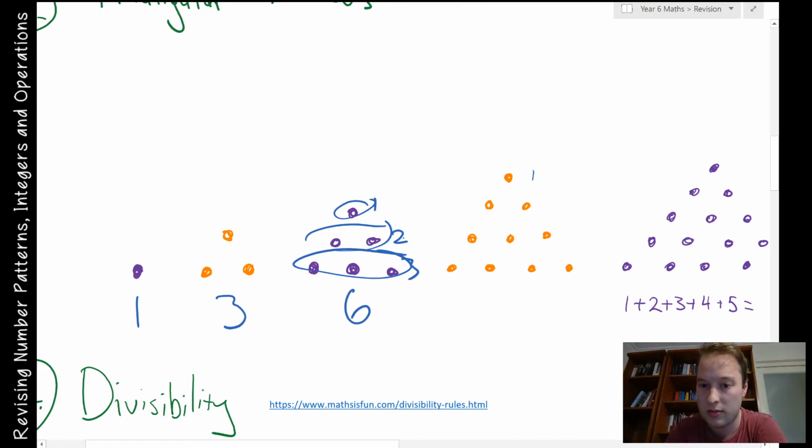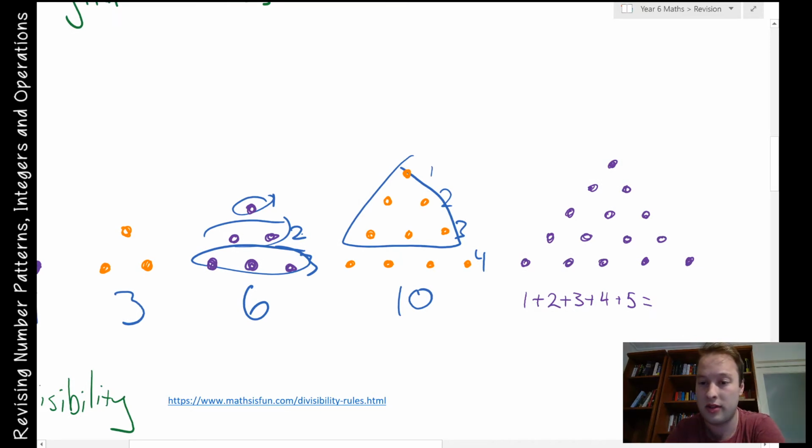What's this one? I've got 1 plus 2 plus 3 plus 4. So I've got 3 plus 3 is 6, or we can just remember the previous triangle, plus the bottom number. So 6 plus 4 is 10. And the next one, I've written it this way: 1 plus 2 plus 3 plus 4 plus 5.